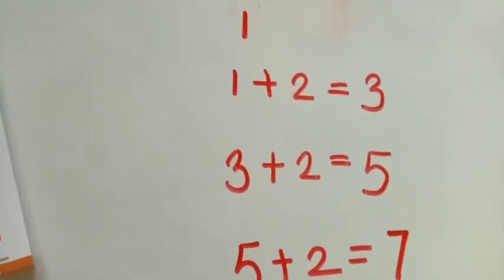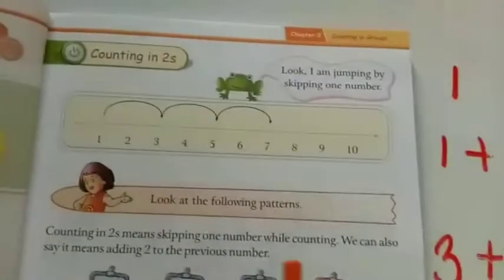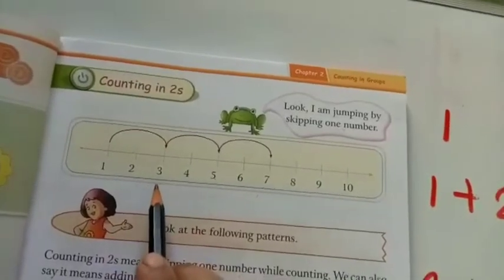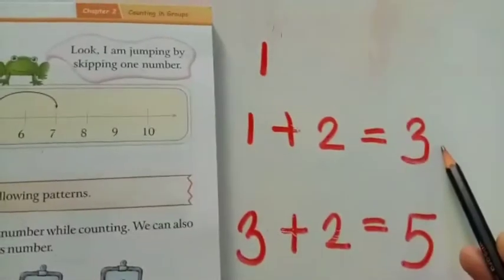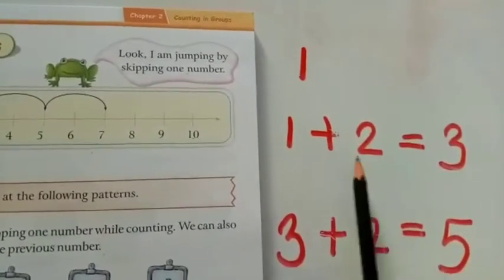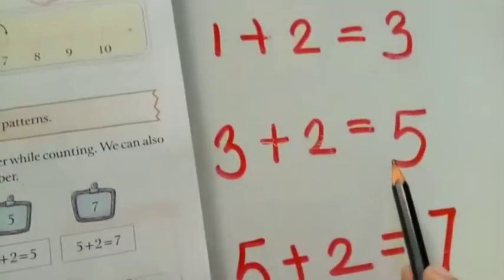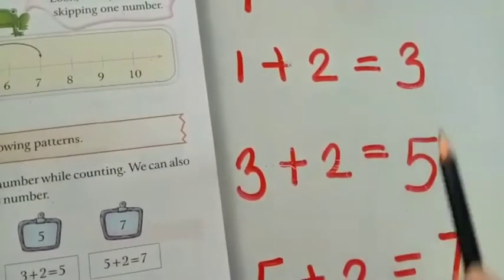Same as we have seen on the number line. You can see here on the number line, from 1 we have skipped 2. By counting in twos we will reach 3. Here also 3, by adding 2 to the previous number. After 3, 5 is here, by adding 2 to the previous number.